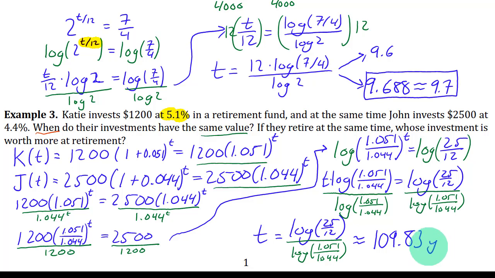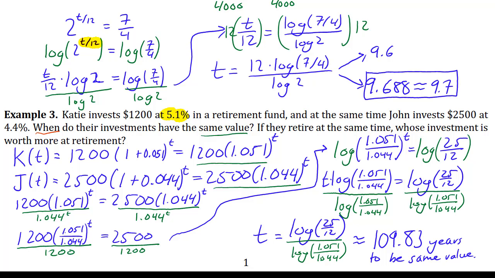So what does this mean? That's how many years for them to be the same value. So yeah, Katie's is making a little bit more interest than John's, but John started with more than twice as much, and then is going up by 4.4% interest. So if Katie and John work for 120 years, then Katie will have more money in the retirement fund. But if they work for less than 109 years, Katie will have less money.